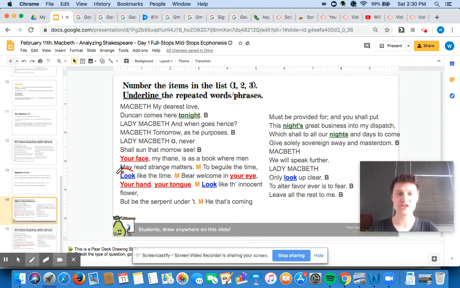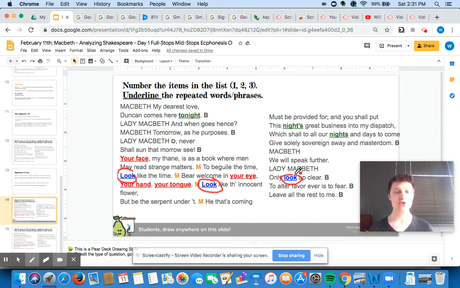The first one that is repeated a lot is the word look, right? To beguile the time, look like the time. Look like the innocent flower, but be the serpent under it. Only look up clear. So why is the word look repeated so many times in this passage? Because that is what the whole passage is about, right? She is talking primarily about the way Macbeth looks. Macbeth looks suspicious. He is bad at being a creep in disguise, right?